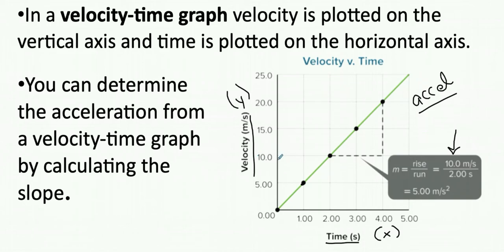With this one, it's easy enough just to count up and over, because we're going up 5 over 1, up 5 over 1. So it's 5 meters per second for the change, so 5 meters per second squared is our acceleration. It's pretty simple, just like the last one, but you have to pay attention to what the axes are. We're doing velocity and time, so that tells us that the slope is going to give us acceleration. It's change in velocity over change in time.